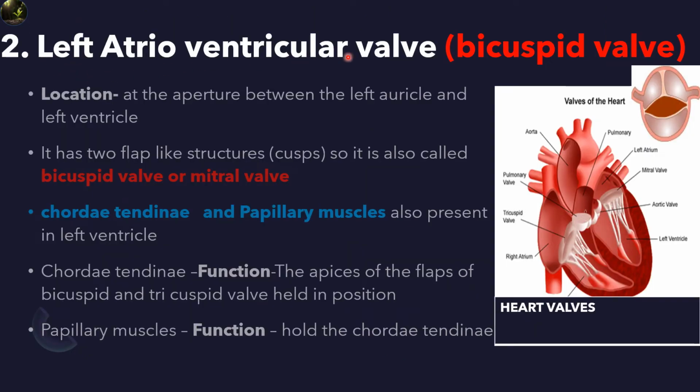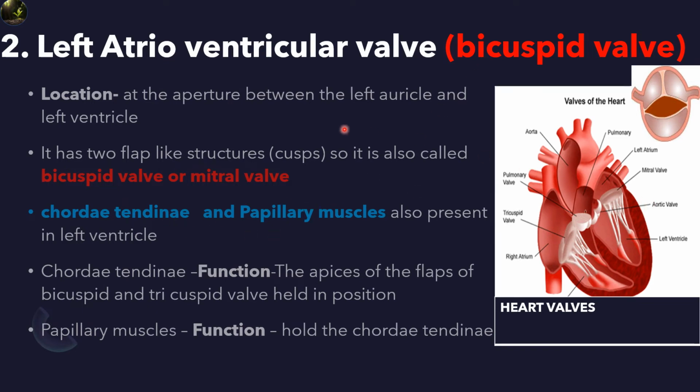Next is the left atrioventricular valve. The left atrioventricular valve is also known as the bicuspid valve. What is the meaning? Two cusps are there. Here you can see this is one cusp, this is another cusp. Two flap-like structures, that's why it is called the bicuspid valve. One more term for the left atrioventricular valve is the mitral valve. The bicuspid valve is also known as the mitral valve.